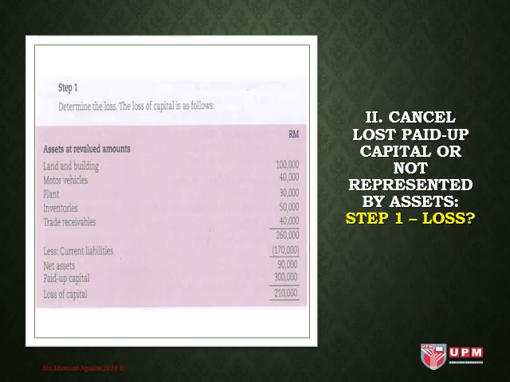The first step after the reassessment is to determine the loss of capital. We basically compare the revalued amounts of all assets with the liabilities and equity. As we can see from the illustration, the loss of capital is determined to be at 210,000 ringgit.